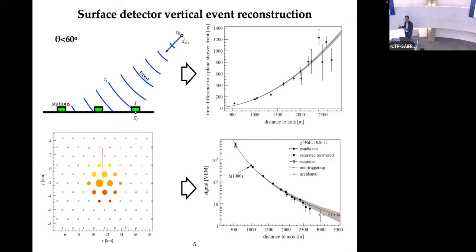So with these two pieces of information, you can then measure the intensity of the signal as a function of the distance to the shower axis, and fit a phenomenological model to this signal, and get what we call S1000, which is the signal at a reference distance of 1,000 meters from the shower core. This correlates with the energy of the shower. So this is our main energy estimator.